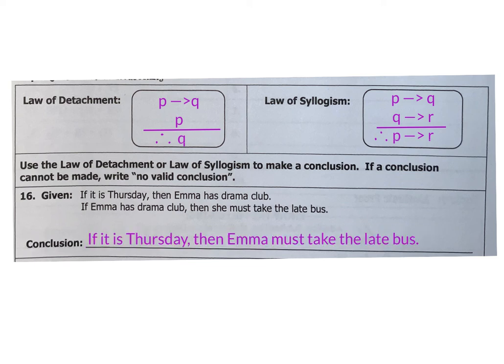Yeah, if it is Thursday, then Emma must take the late bus. We can go straight from the beginning to the final end. That is syllogism. It is similar to transitivity, and it is often called transitivity.